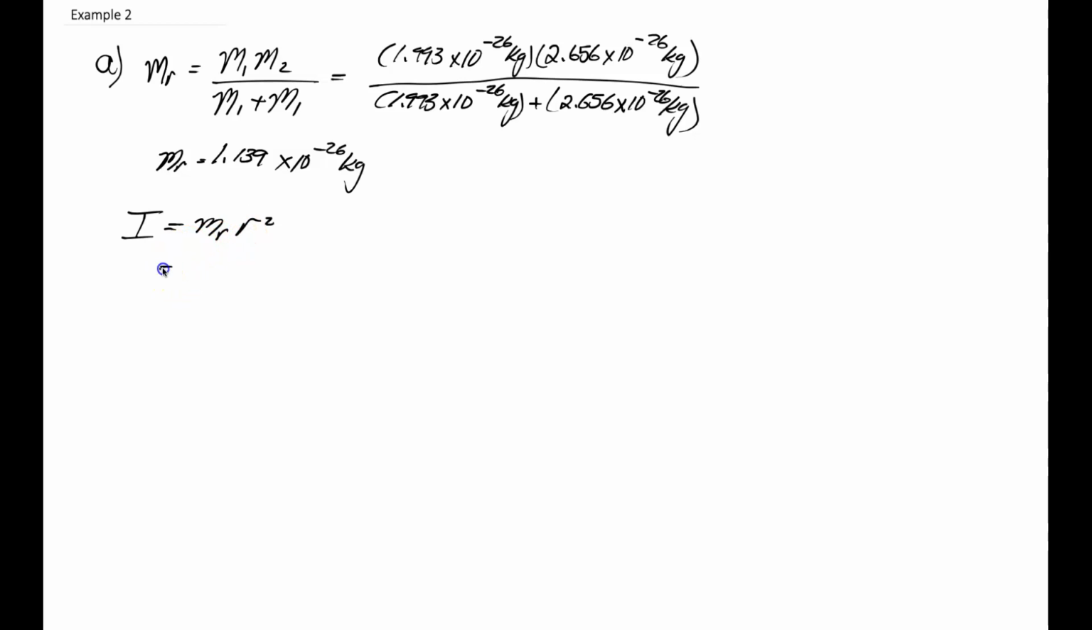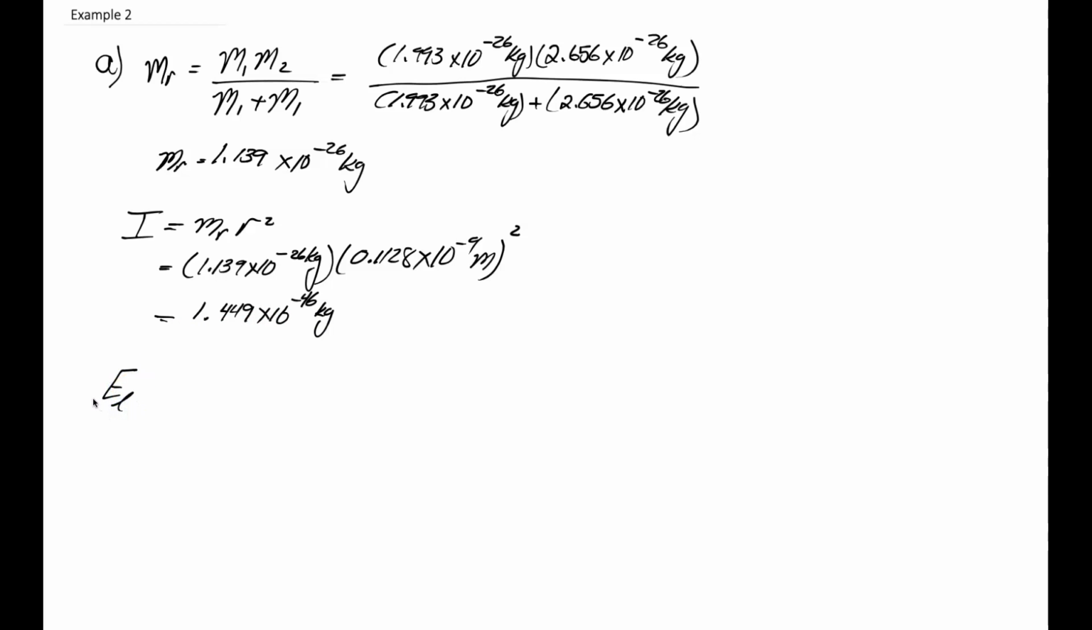Which is m sub r times r squared, so 1.139 times 10 to the negative 26 kilograms times r, which is given as 0.1128 times 10 to the minus 9 meters quantity squared. This will give us a moment of inertia of 1.449 times 10 to the negative 46 kilogram meters squared.